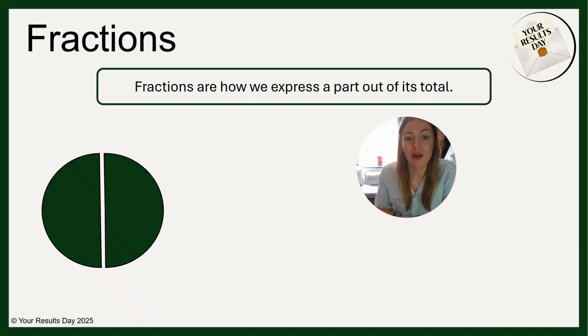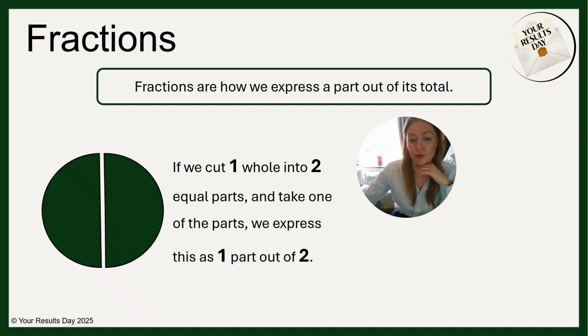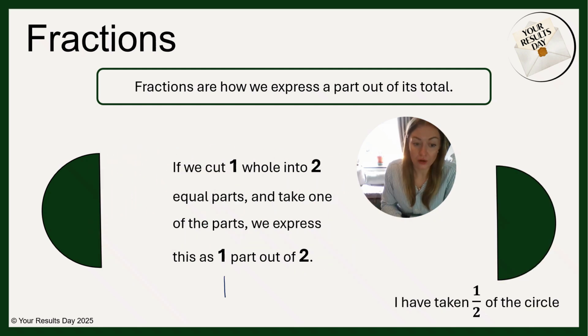Fractions are how we express a part out of its total. If you take, for example, the full green circle on the left, imagine the pieces are still together, and I cut it in half and separated it into two parts, then we would express that as one part out of two. We use the fraction line to represent "out of", and we would read that fraction as 1/2. You might be quite familiar with that one. And so if I take one of those pieces, I have taken 1/2 of the circle.